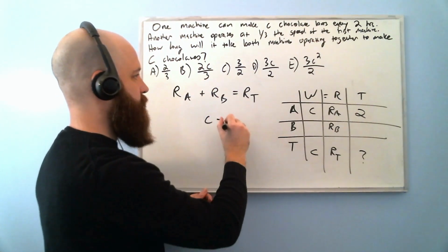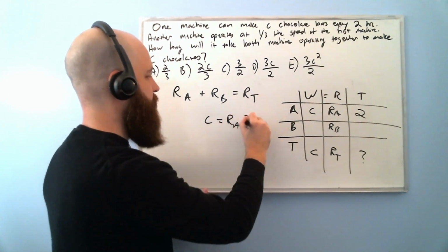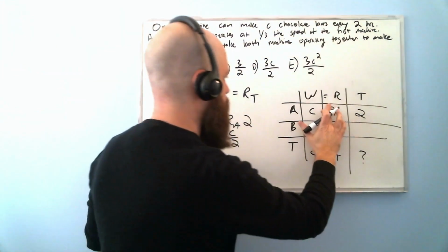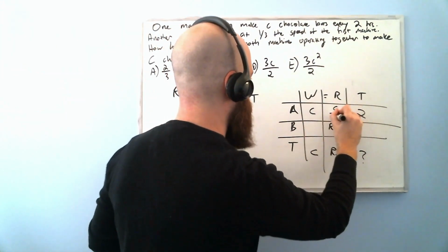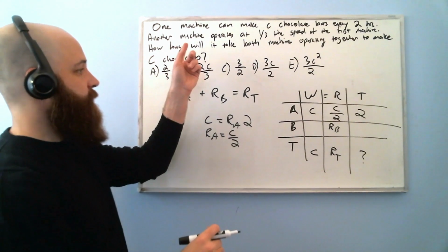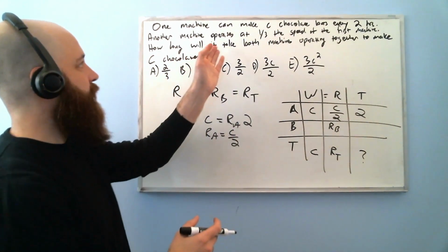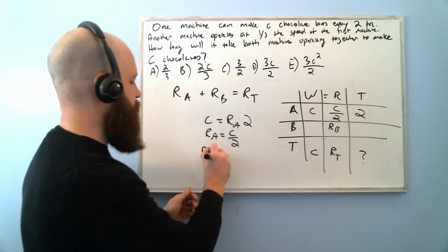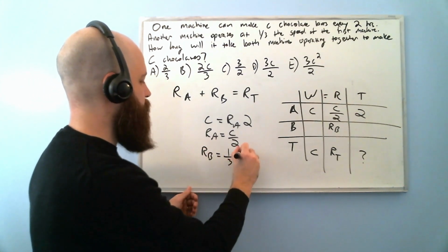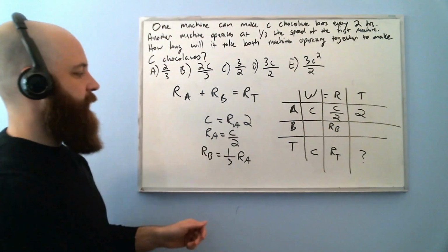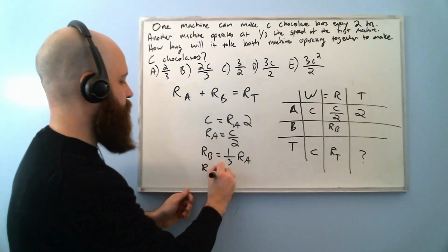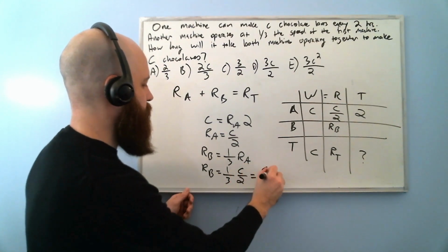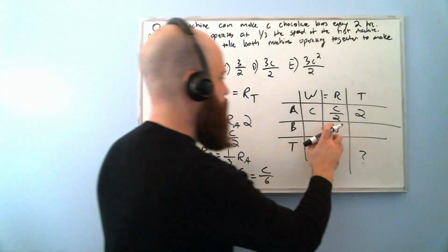C, or work, equals rate A times time, or 2. So the rate for machine A is C over 2. I'll punch that into my chart. Another machine, I'll think of that as machine B, operates at 1/3 the speed of the first machine. So the rate of machine B is 1/3 the rate of machine A. Machine A is C over 2, so the rate of machine B is 1/3 of C over 2, in other words, C over 6.